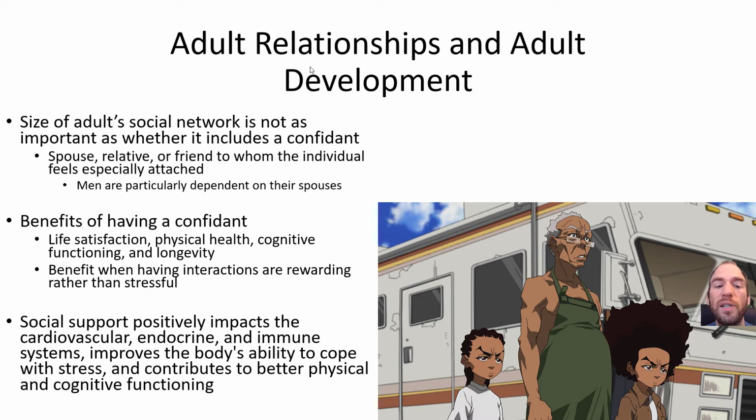Social support positively impacts the cardiovascular system, the endocrine system, and immune systems, and improves the body's ability to cope with stress and contributes to better physical and cognitive functioning. So going back to the chronic illness example, someone becoming injured, breaking their hip or whatever, losing that social support is important and can be very harmful developmentally, because these individuals allow you to share your positive experiences with, and help buffer or protect you against severe stressors.